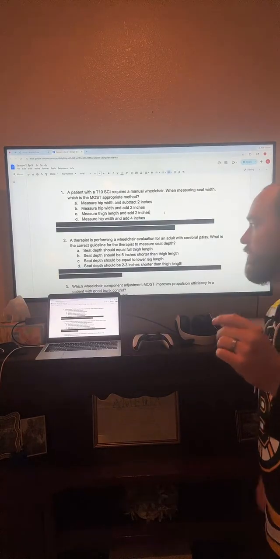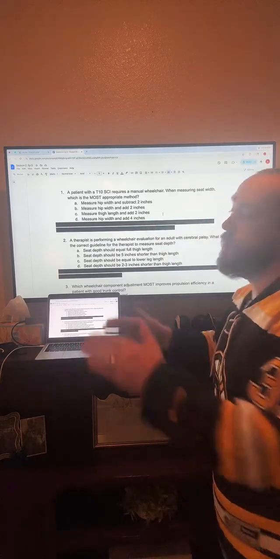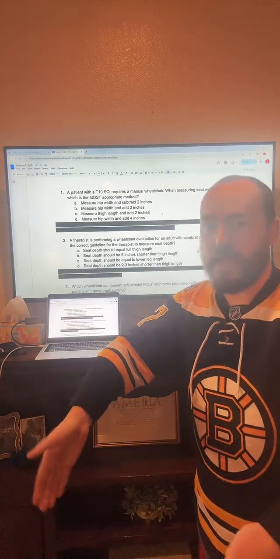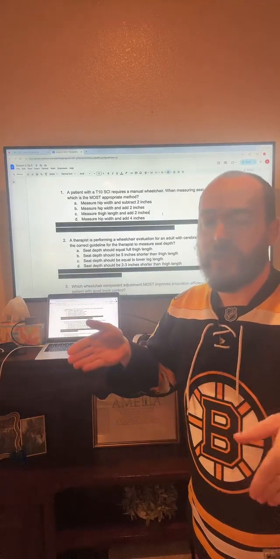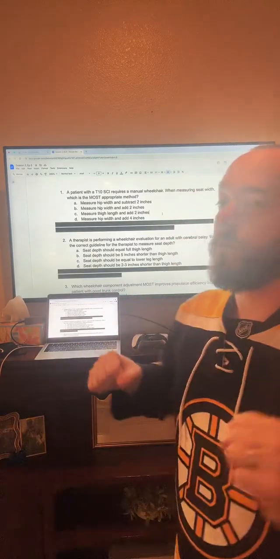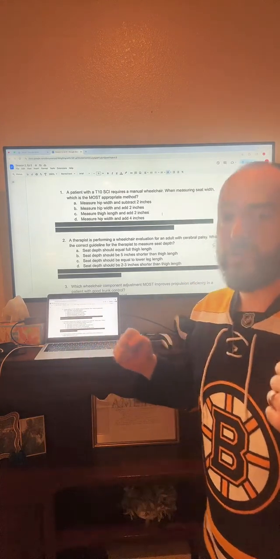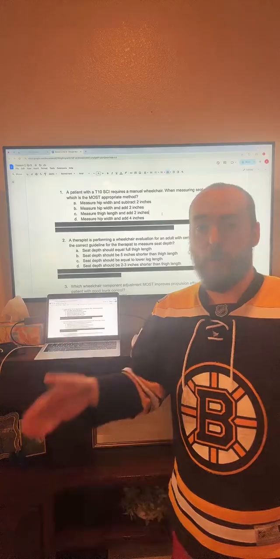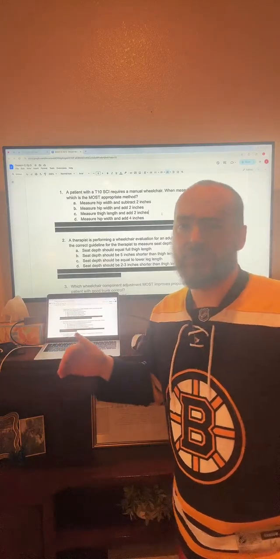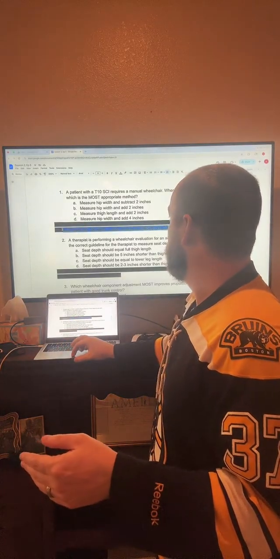And we'll go ahead and go over the first one. With wheelchair width, what we're looking for is that you want to be able to fit a hand on either side of the greater trochanters on both sides. So when you are measuring a patient for seat width on a custom wheelchair, you want to measure across the widest portion of their hips, right? And then you want to add 2 inches so they have an inch on either side. And so the answer is B.